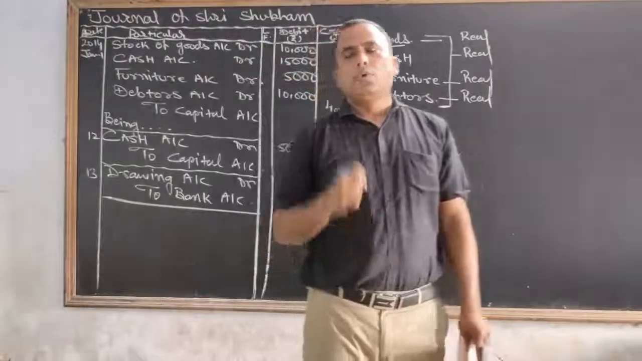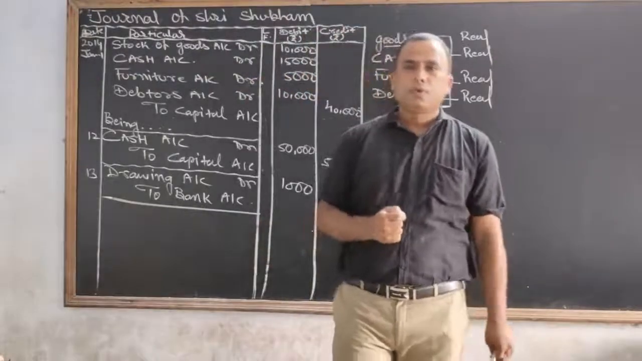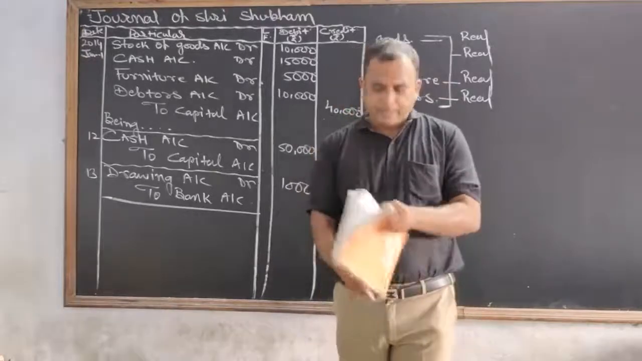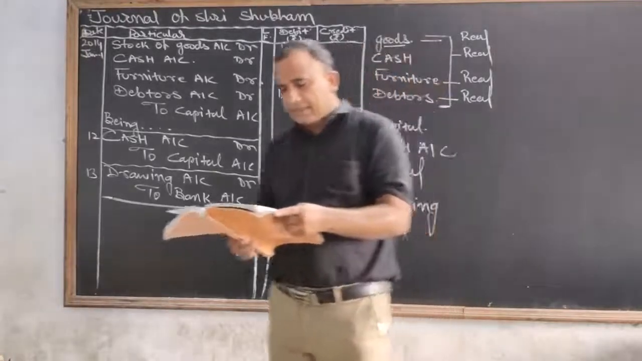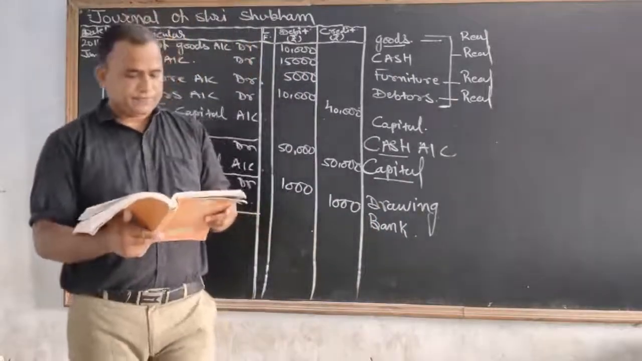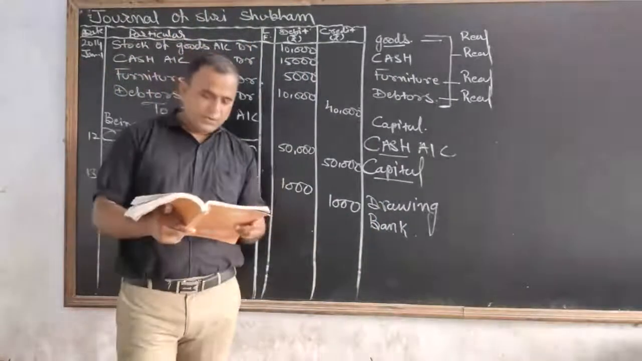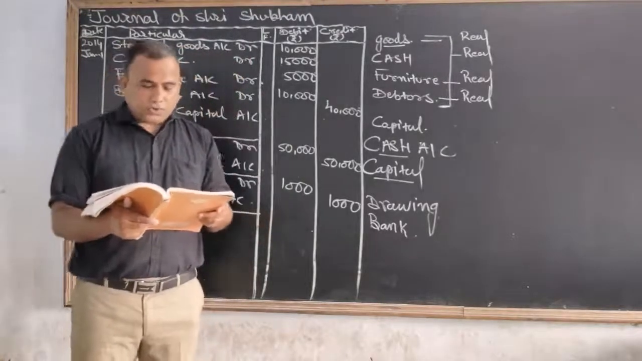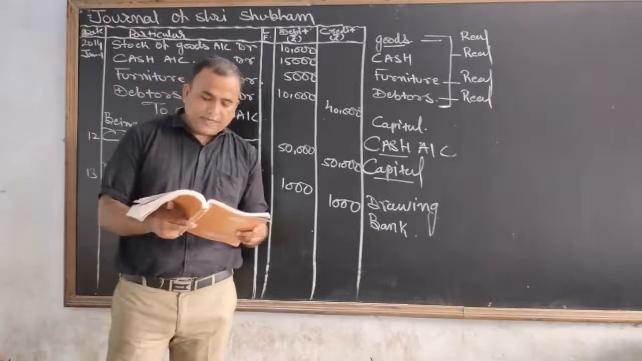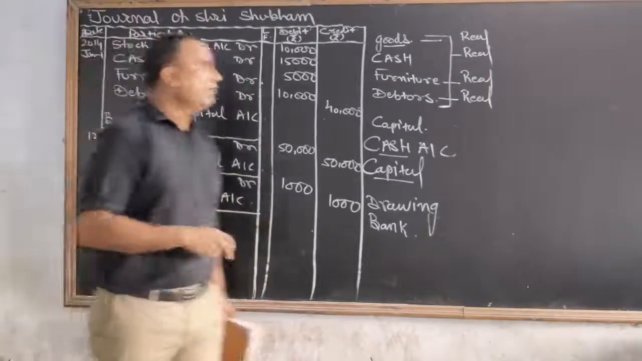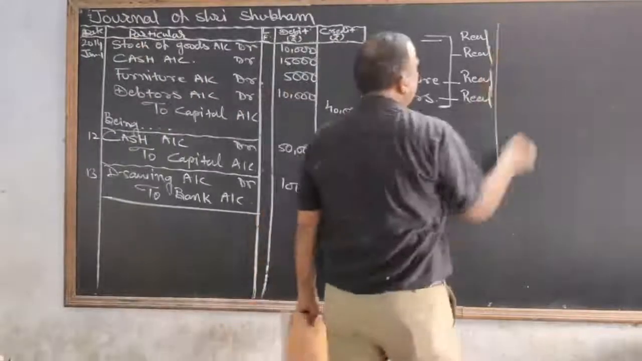Being withdrawn rupees 1,000 for personal use from bank. Next transaction is number 15, income tax refund of rupees 5,500 of the owner of the sole proprietor deposited with the bank account of business. Now one word is there, income tax refund.